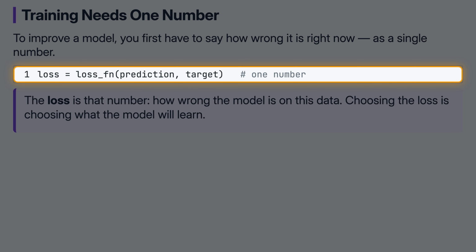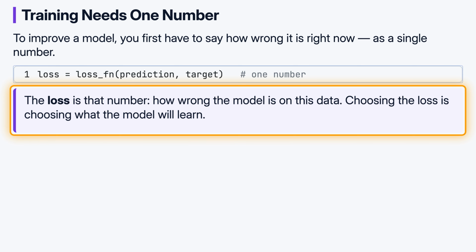Before a model can improve, it has to know how wrong it is right now, and not as a paragraph, as a single number. This line computes it. Loss equals loss function of the prediction and the target. That number is the loss. It says how wrong the model is on this data, and choosing which loss to use is really choosing what the model will learn.